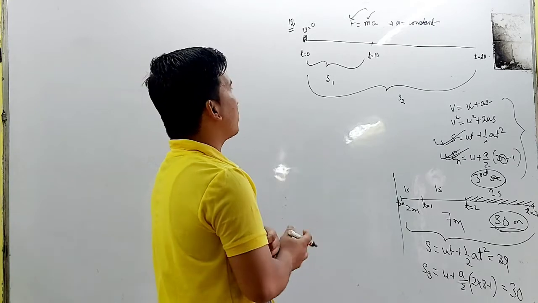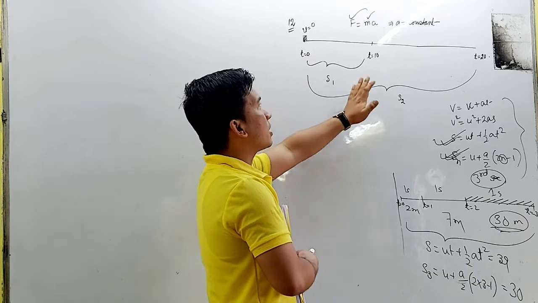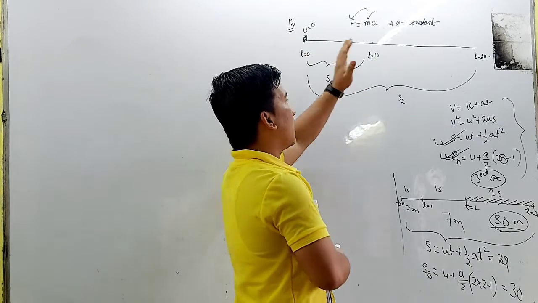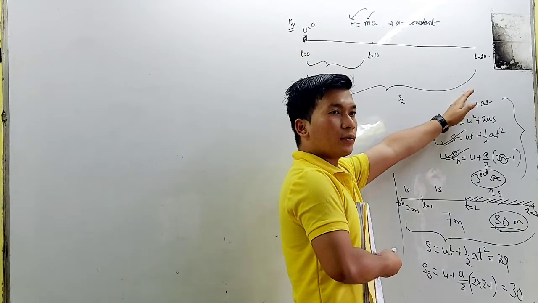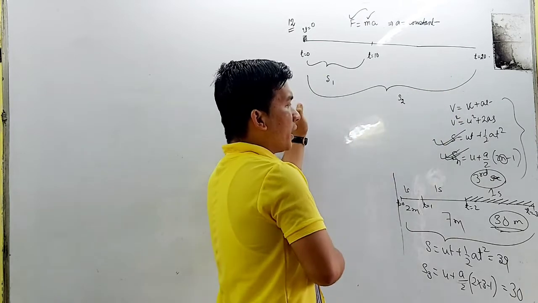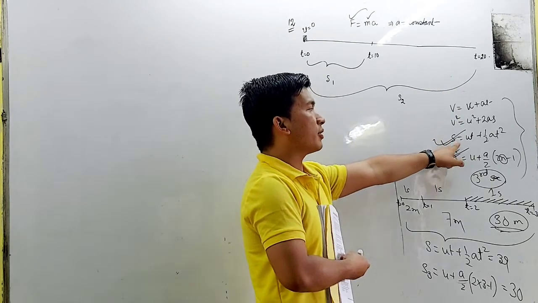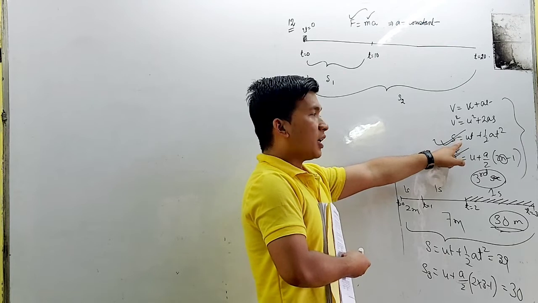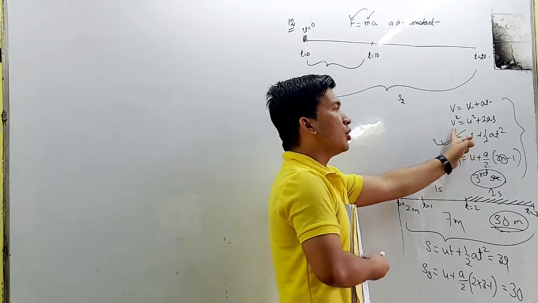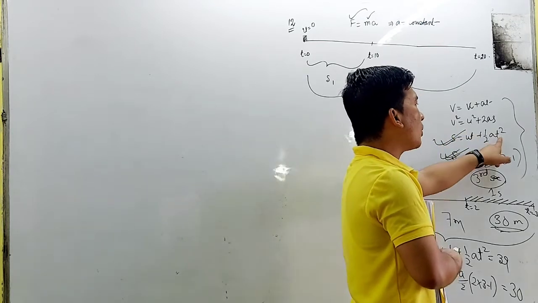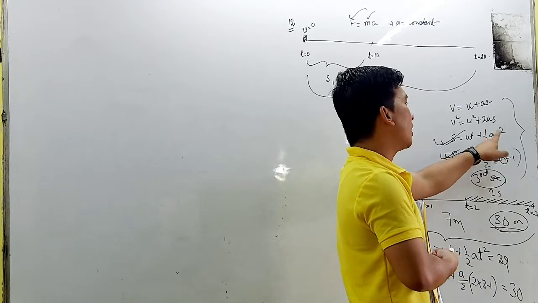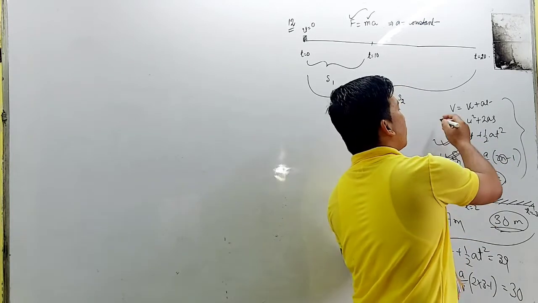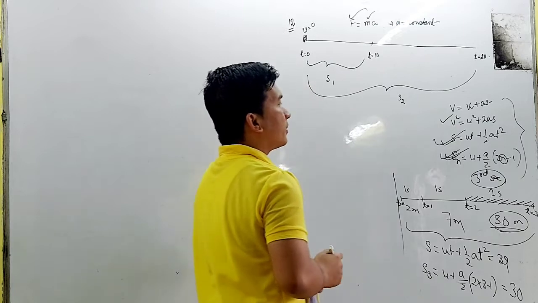For this question number 12, we have to consider the time interval from 0 to 10 and from 0 to 20. It is already given. So we have to apply this formula. Here, in this formula, we do not have displacement, so we are going to use the second formula.